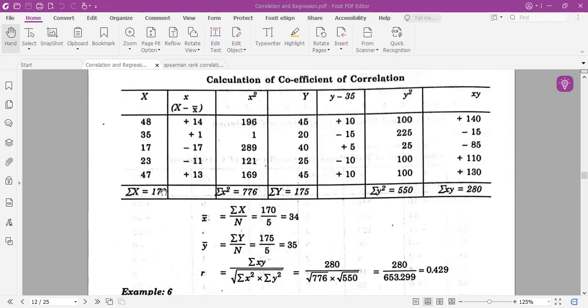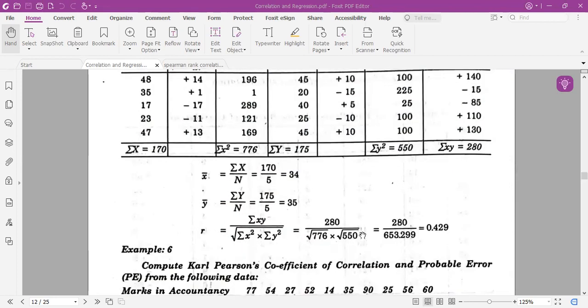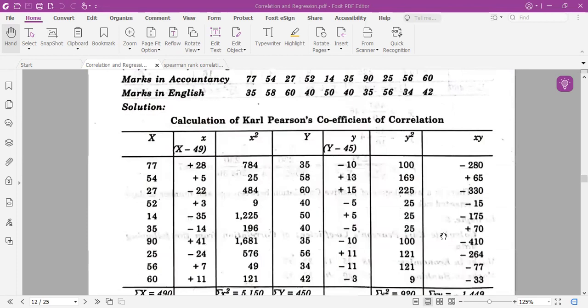You have to take a deviation. Then sigma x square you have to calculate, sigma y square you have to calculate, sigma xy you have to calculate. If you put this into this formula, you'll be getting 0.429. This is the coefficient of correlation by Karl Pearson method.